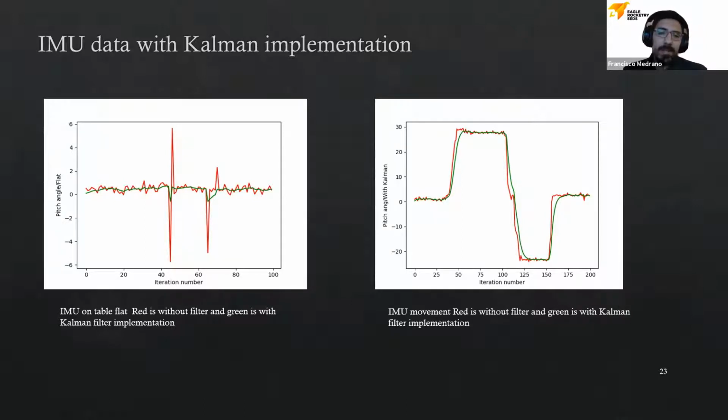But with the filter in green, we can see how that spike is mitigated, as well as the other spikes down into the 60 iteration mark and further.